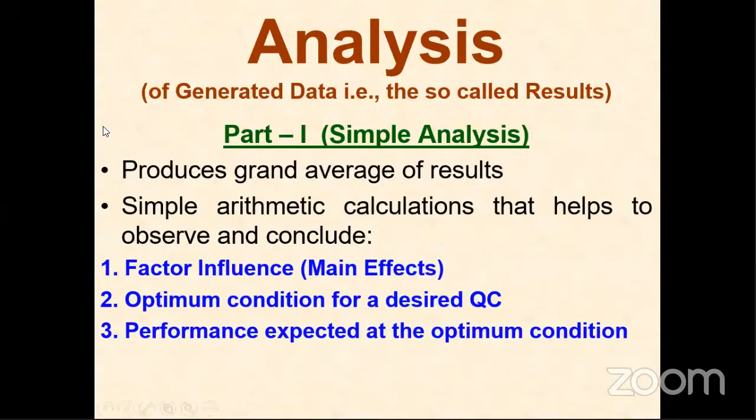I'm running out of time, but still I will try to complete fast. It produces the grand average of results, a simple arithmetic calculation that helps to observe and conclude. So you could find out who is influencing my output. Which input parameter? Whether milk is affecting the taste of coffee, or heat, or else sugar, or up to what extent?